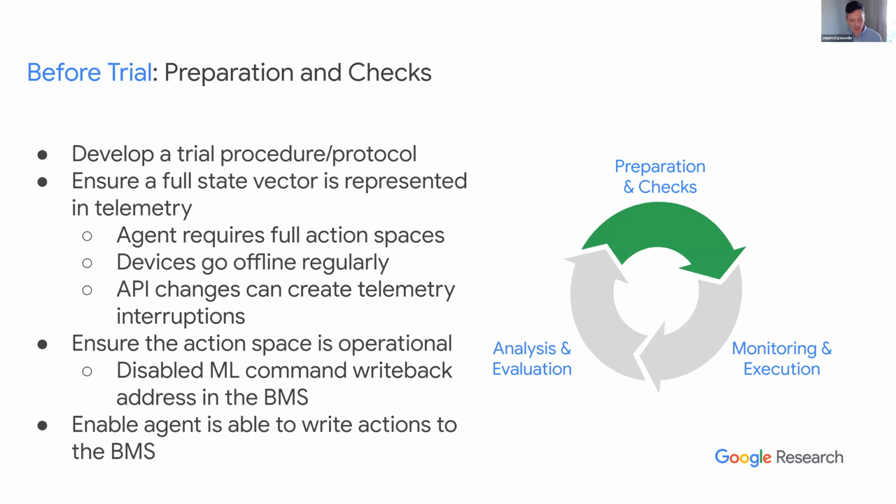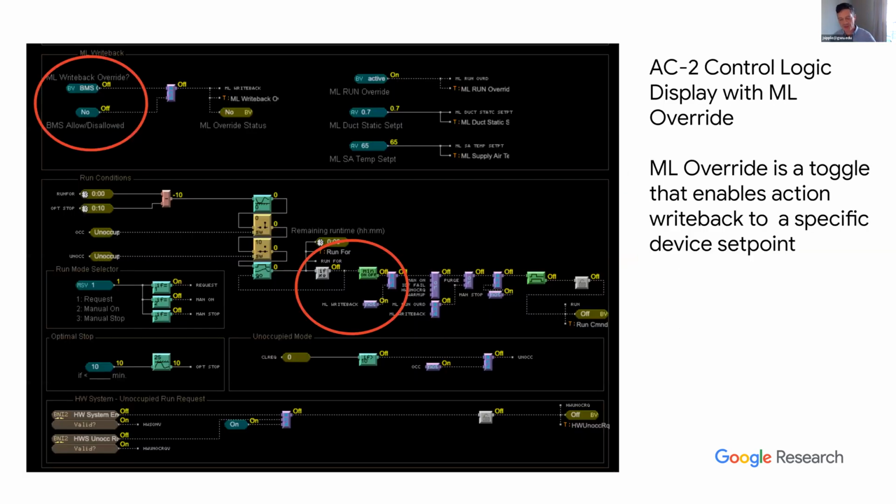And we want to make sure the agent is able to write actions to the BMS, which is what I said earlier. And this is just a view here. This is the logic view of the AC, or our second AC. The others look very similar, where we have our toggles here, where the machine learning write back is enabled or disabled. And it's very easy then for the operators that are familiar with using these toggles and these control set points to enable or disable the reinforcement learning agent.